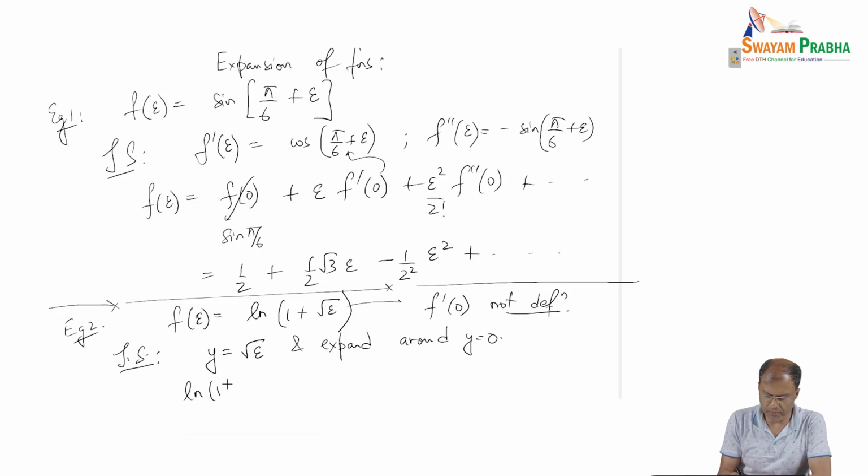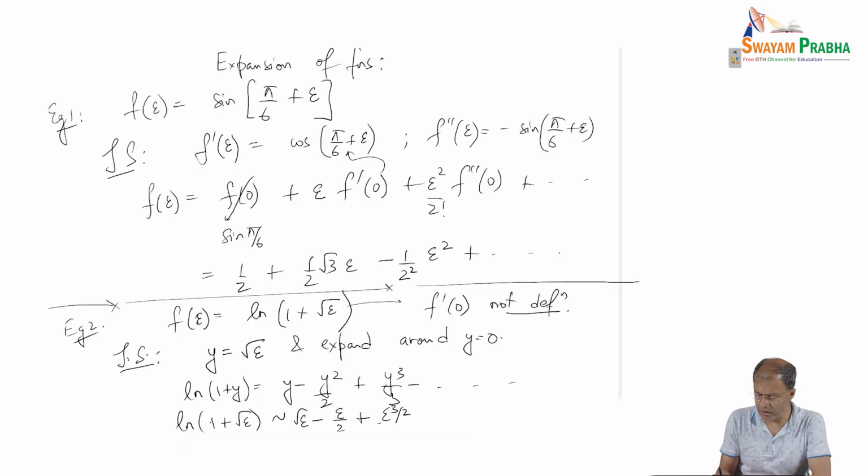So we have log of 1 plus y is equal to y minus y square by 2 plus y cube by 3 minus, and so on and so forth, right? So what we have is log of 1 plus square root of epsilon. Now if we plug back y, we get that this is square root of epsilon minus epsilon by 2 plus epsilon to the power 3 by 2 by 3, and so on. So just using a quick substitution of y equal to square root of epsilon and using the log expansion, we have been able to quickly write down the Taylor series expansion of log of 1 plus square root of epsilon.